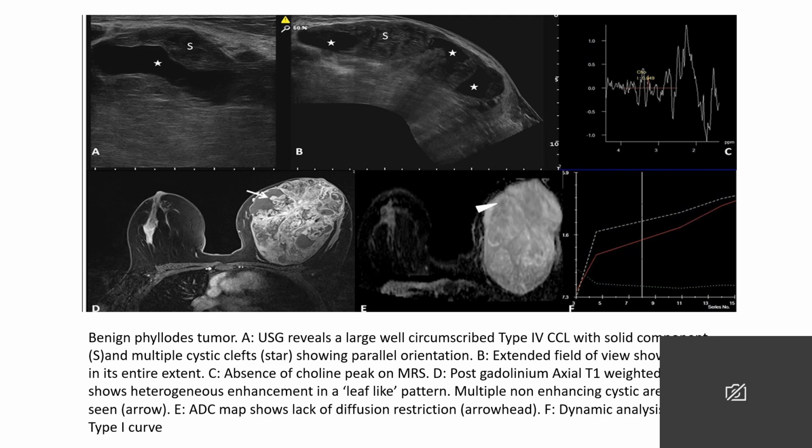Post-gadolinium images showed heterogeneous enhancement in a leaf-like pattern. Multiple non-enhancing cystic areas can be seen. ADC map showed lack of diffusion restriction. Dynamic analysis showed type 1 curve.